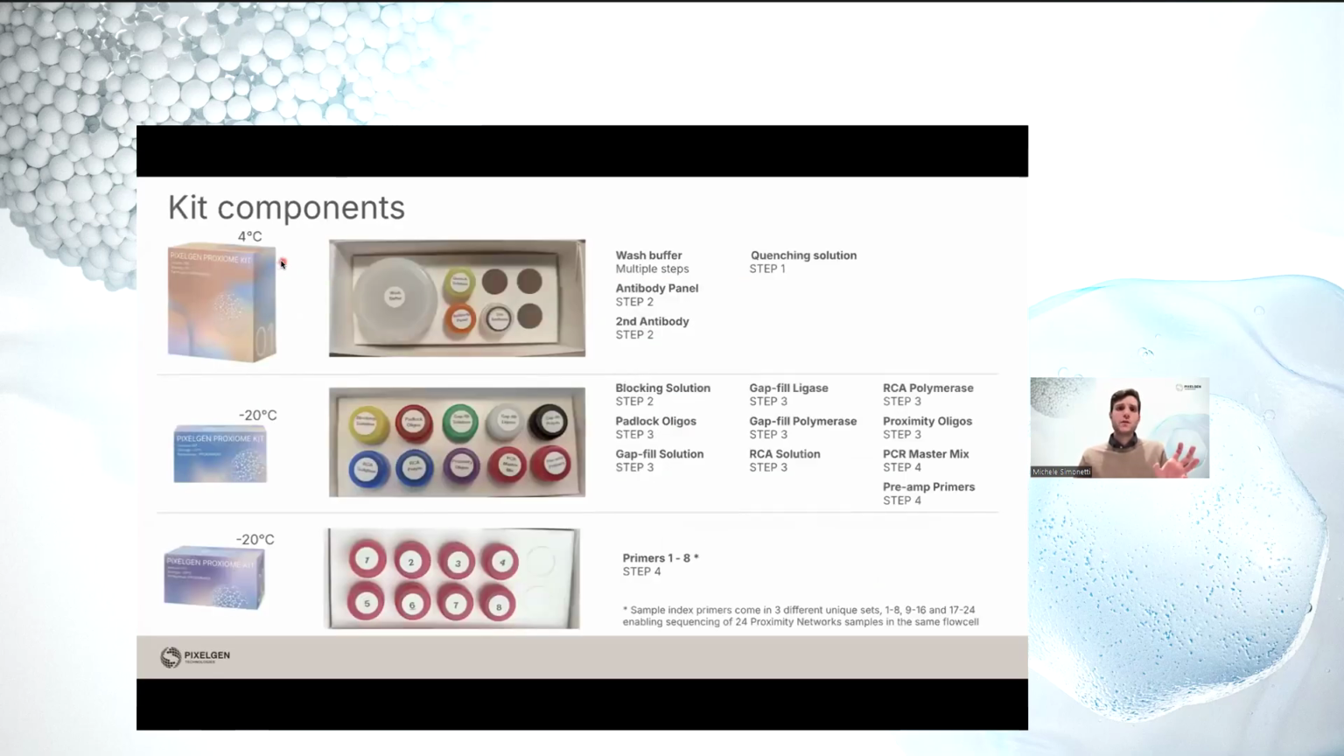So this is how the kit looks like. So there are three different boxes. The first one, which is stored at +4, contains wash buffer, antibody panel, secondary antibody, and the quenching solution. And then two boxes at -20. One which contains all the reagents needed for the protein proximity network generation, and the other one at -20, which contains the primers. So as you can see in this example here, you will be able to process 8 samples at the same time. We do offer, though, 3 different unique sets of primers, enabling the sequencing of 24 proximity network samples in the same flow cell.